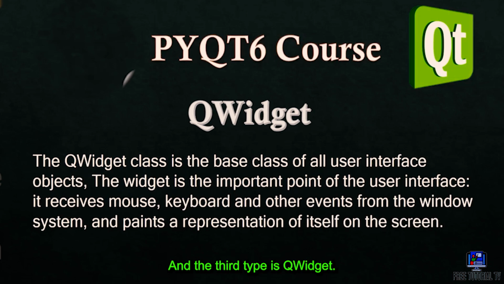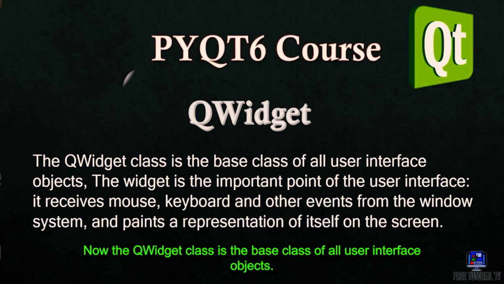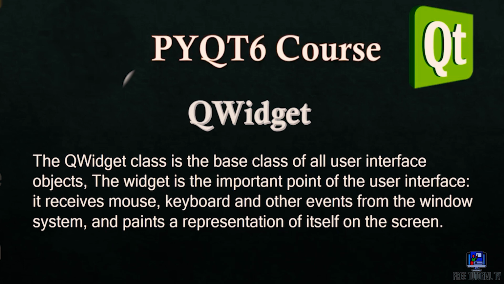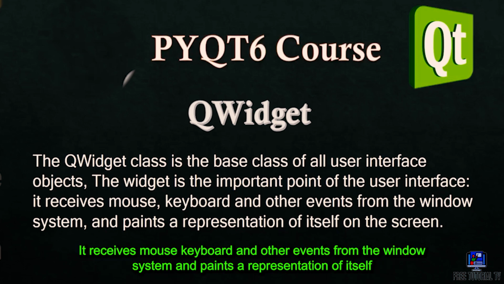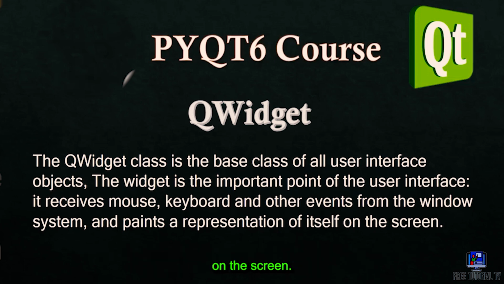And the third type is QWidget, which we have already seen an example of in the first video. The QWidget class is the base class of all user interface objects. The widget is the atom of the user interface. It receives mouse, keyboard, and other events from the window system and paints a representation of itself on the screen. Now let's create an example.